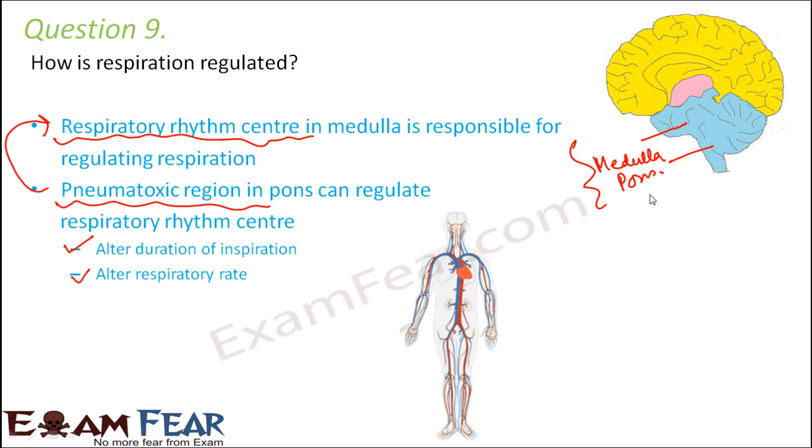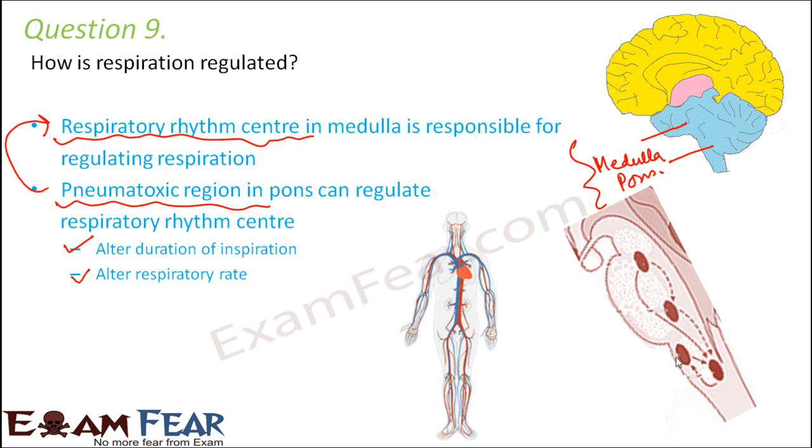If you look at a magnified image of the medulla and pons part, you can see the different centers. The center which you see here is the expiratory center, which controls the rate of expiration. Similarly, this center is the inspiratory center, which controls the rate of inspiration. And this center which you see here is the pneumotaxic region, or the pneumotaxic center, which is present in the pons. So this is how the process of respiration is regulated from the brain.